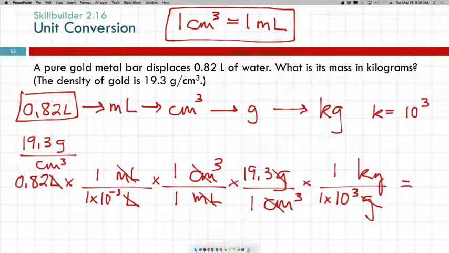0.82 divided by 1 EE minus 3, times 1 divided by 1, times 19.3 divided by 1, times 1. I leave those out, but you can do it if you want. Divided by 1 EE3. Okay, I don't have room to write the answer there, so I'll just write it down here.